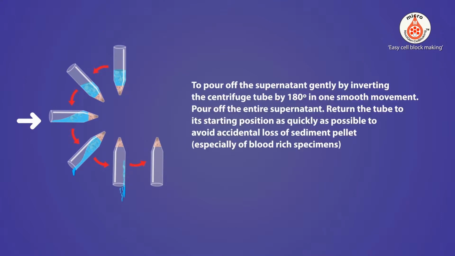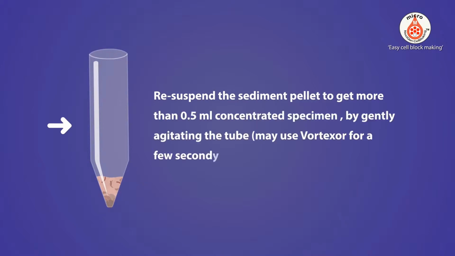Pour off the supernatant gently, by inverting the centrifuge tube by 180 degrees in one smooth movement. Pour off the entire supernatant. Return the tube to its starting position as quickly as possible to avoid accidental loss of the sediment pellet, especially of blood-rich specimens. Resuspend the sediment in a minimal supernatant part to get more than 0.5 ml of final concentrated specimen.